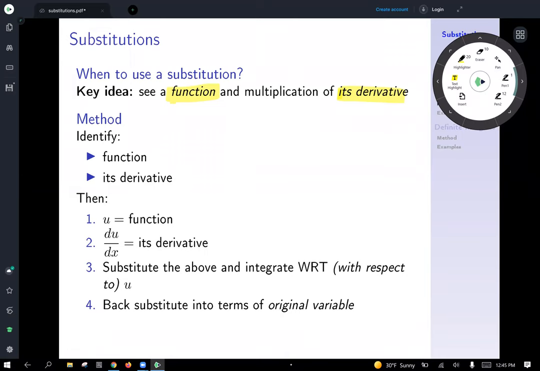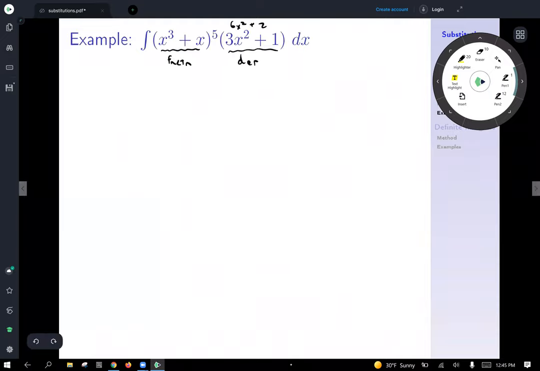How do I do this? Okay, so we'll follow the process. U is going to be the function. U is equal to x to the third plus x. Then we calculate the derivative, du dx. We're taking the derivative of our function u with respect to x.